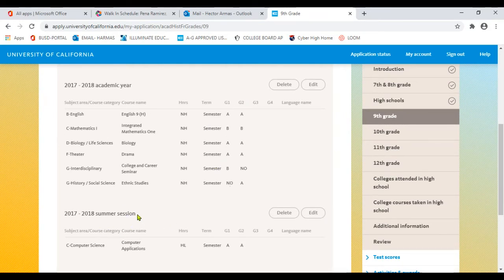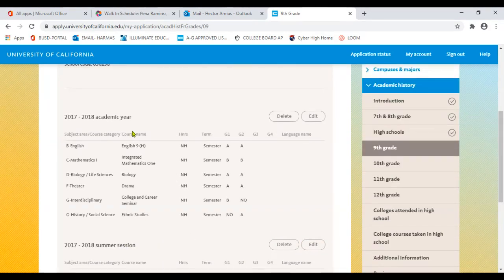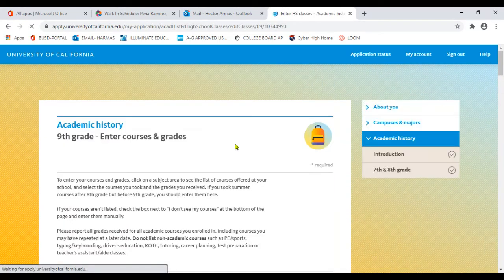See where it says summer school session? I clicked on edit during summer school. In this case, I'm going to go back to edit for the school year. So that's a good point there. I'm going to go to edit during the school year, and during the school year, I'm going to put that class that I took.